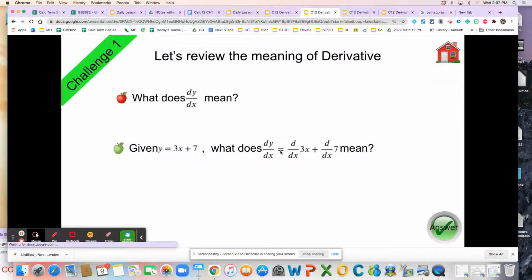Let's jump in. First off, let's just review what dy dx means. What it means is how is y changing compared to x? So as x changes, how does y change? For example, if we looked at this example here, y equals 3x plus 7, what does dy dx mean? Well, it's really asking how is 3x changing as x changes and how is 7 changing as x changes?